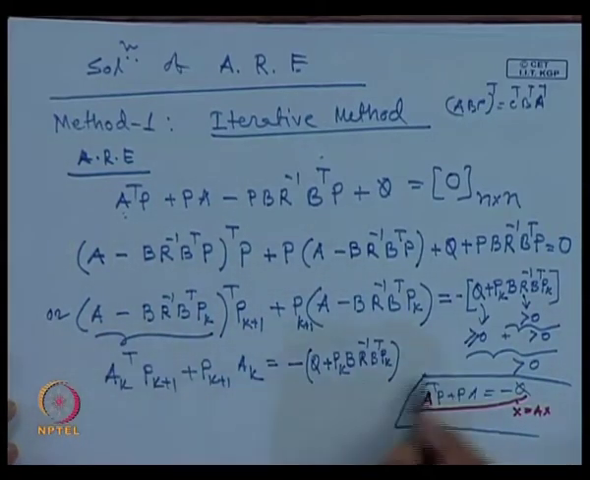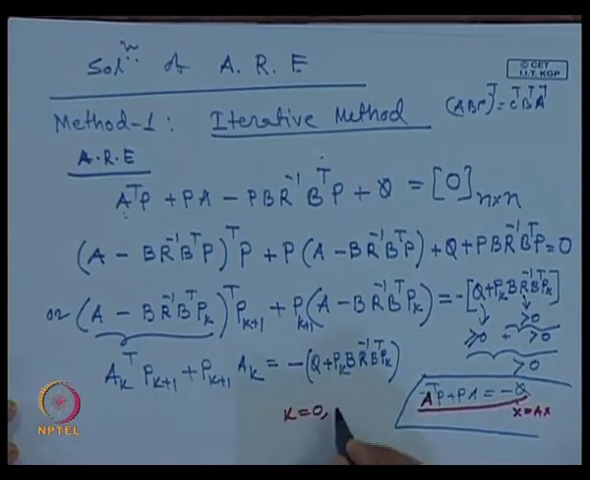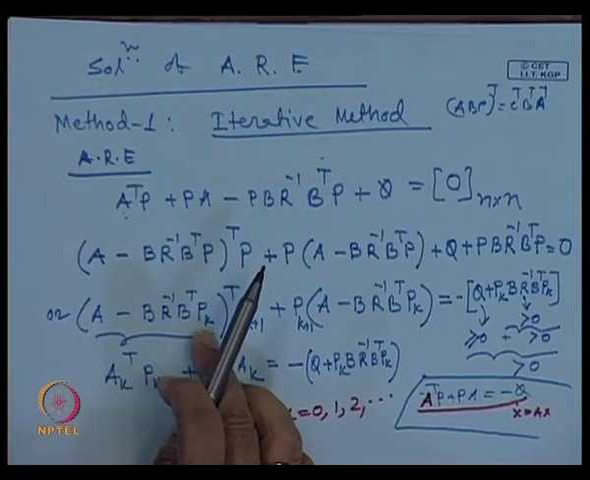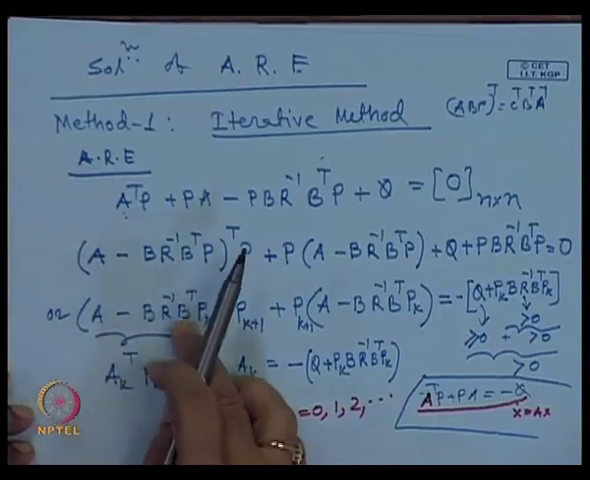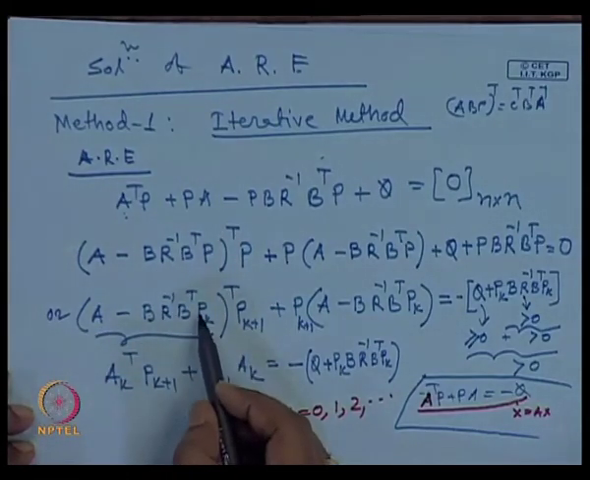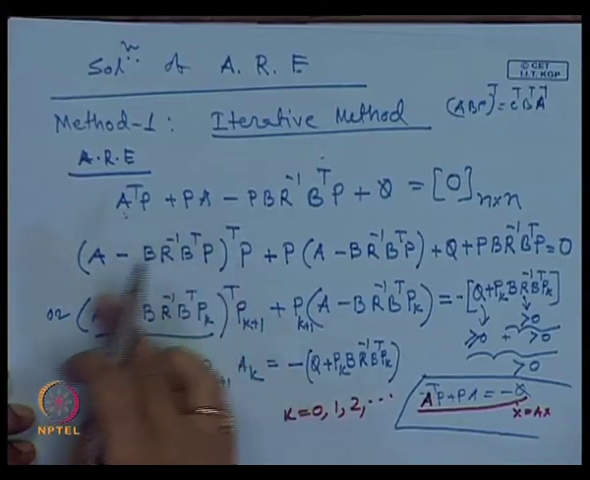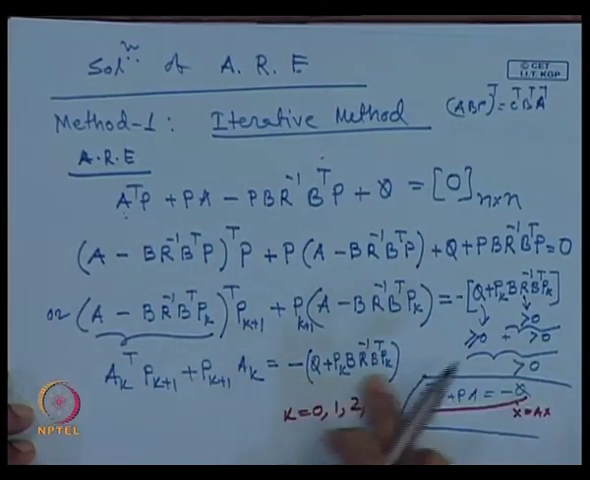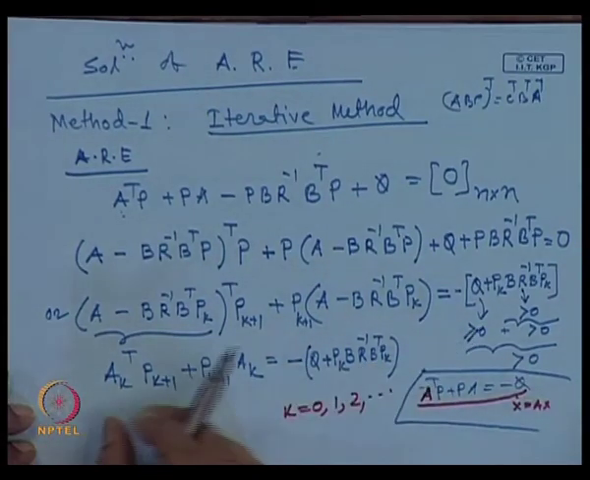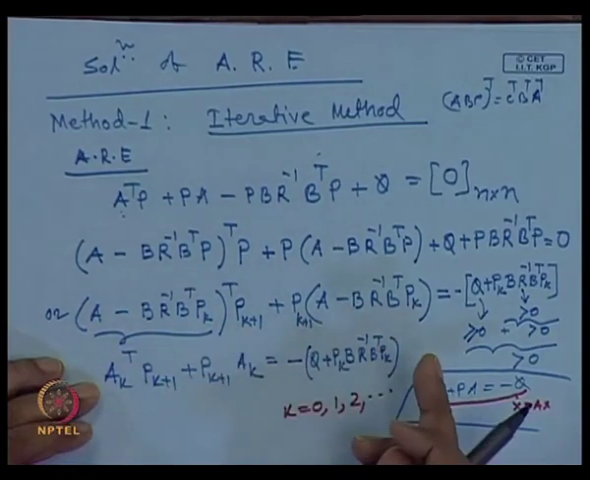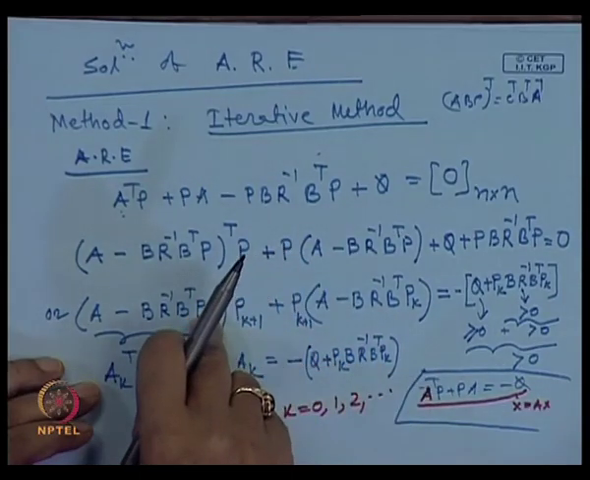Here also, how to solve this iteration: k is equal to 0, 1, 2, and so on. When k is equal to 0, that means P of 0. You assign P of 0 as a positive definite matrix in such a way that A minus B R inverse B transpose is stable. So you choose the initial value of our Riccati equation solution P 0 so that this matrix is stable. Then this is a positive definite matrix, and the solution of this I will get as a positive definite matrix. Whatever positive definite solution you got, use it here once again.